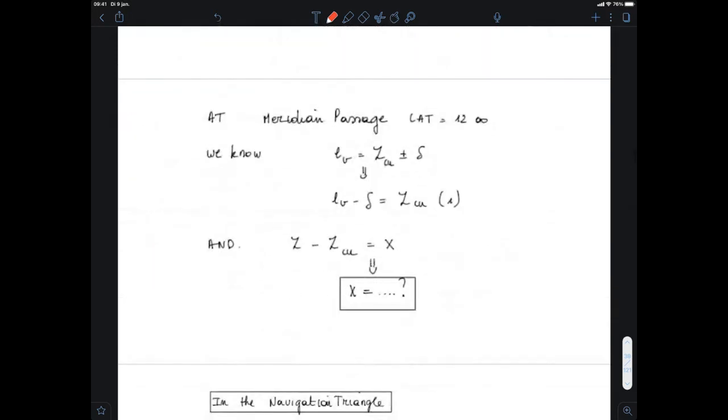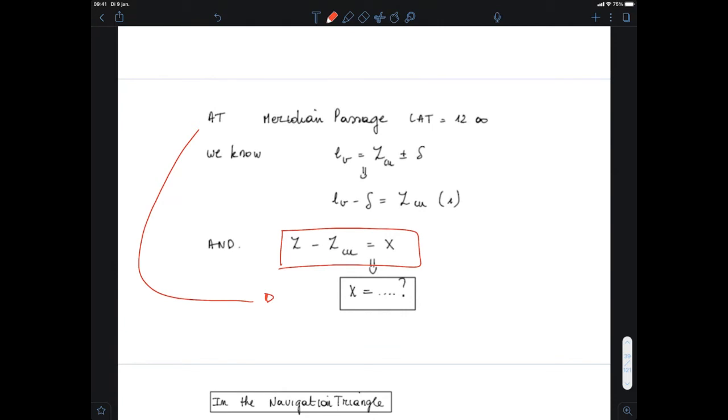Now, how can we determine this formula? Well, I'm not going to completely explain this to you. This is a mathematical story for a mathematical demonstration, of which the point is that we will determine the value for x. X, as you know, is the difference between the zenithal distance before and the zenithal distance at the moment of culmination.